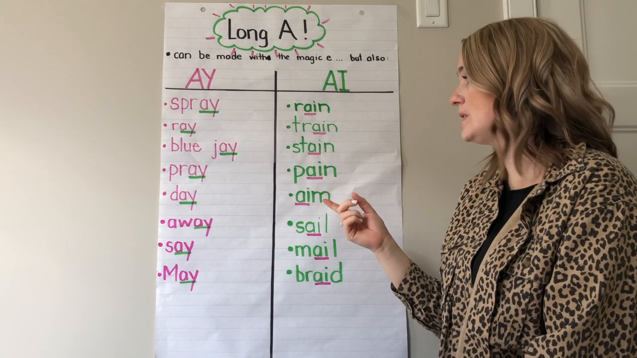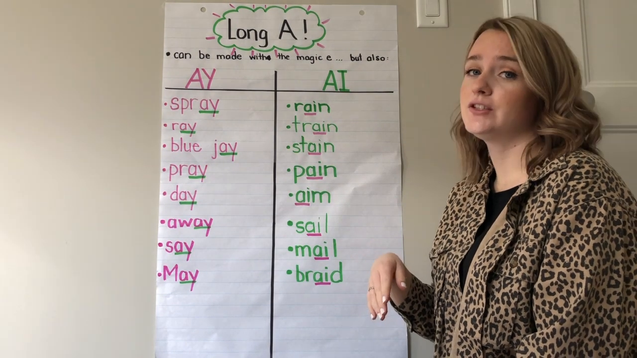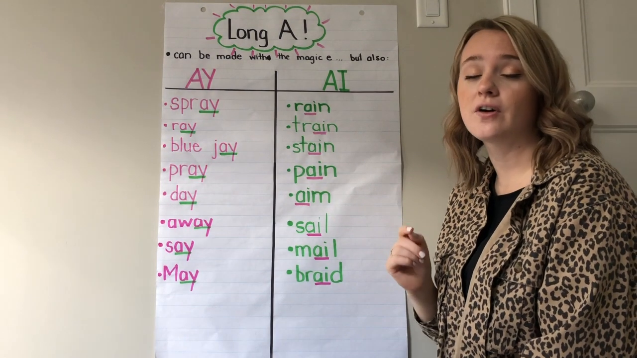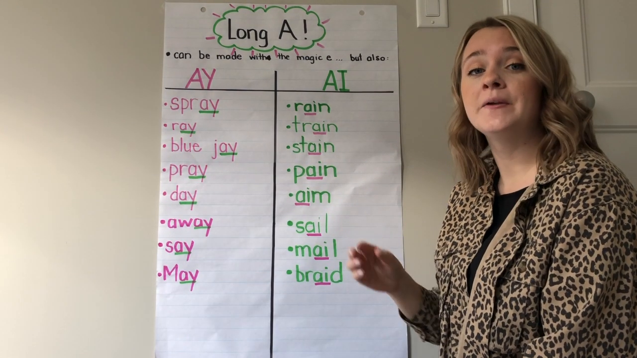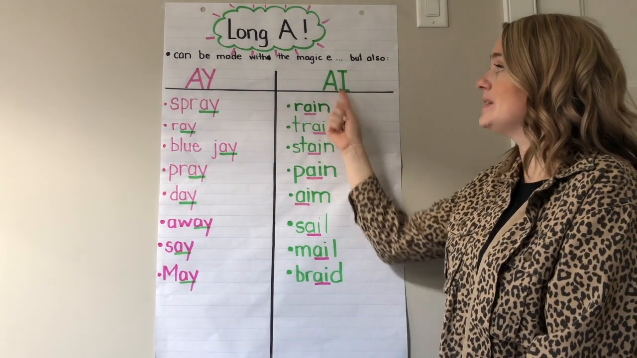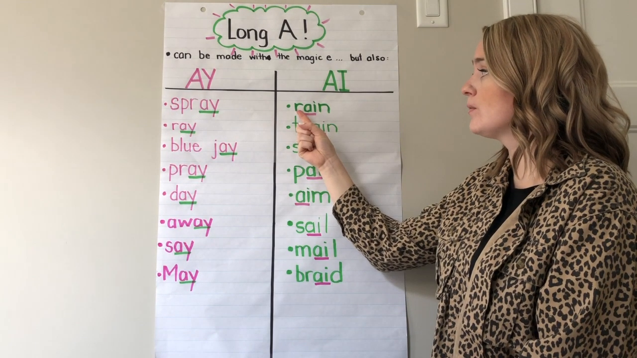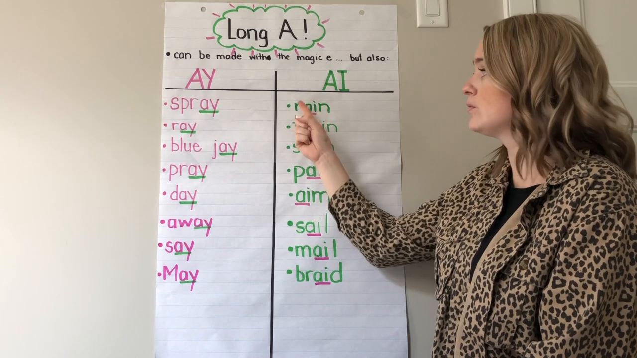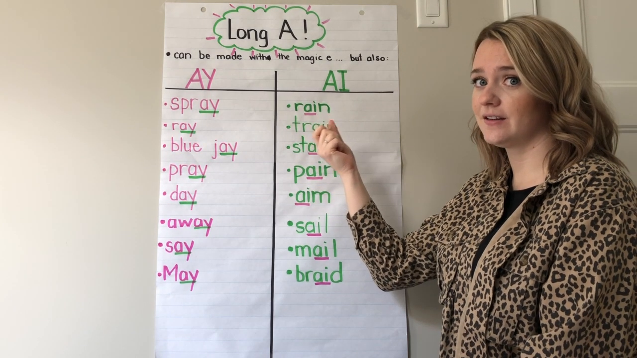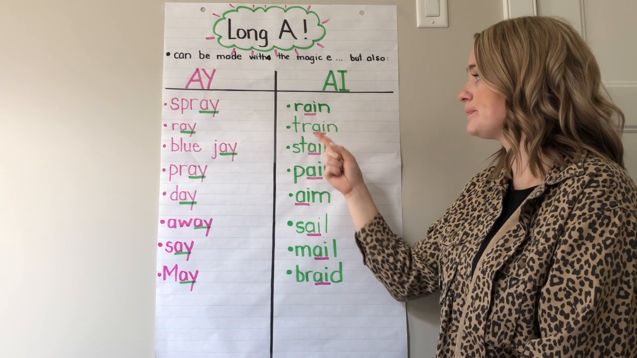Now, usually when we see AI in a word, it's not going to be at the end. It's usually going to be in the middle and maybe once in a while at the beginning. I've thought of one word that it's at the beginning, but it's usually going to be in the middle. We don't say it "a-i," we say "ay." So, r-a-n, rain. We don't pronounce it r-a-n. We put the A and the I together to say the long A sound, and we say r-ain, rain.